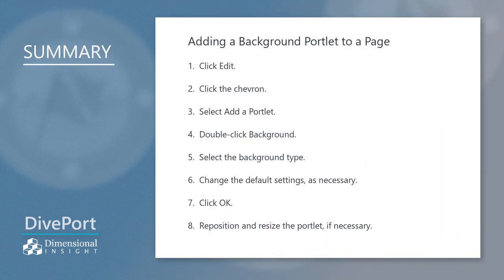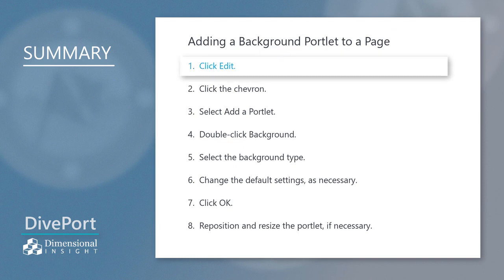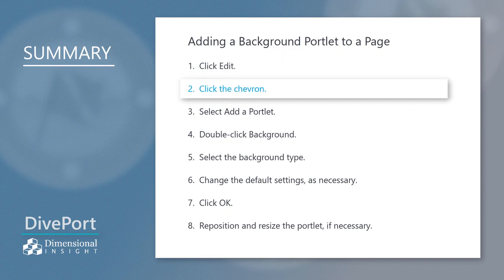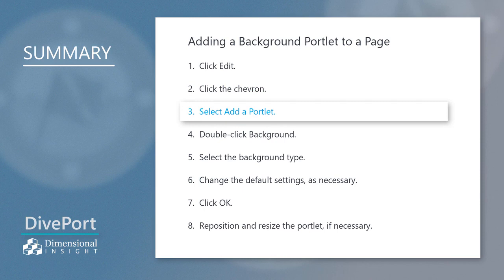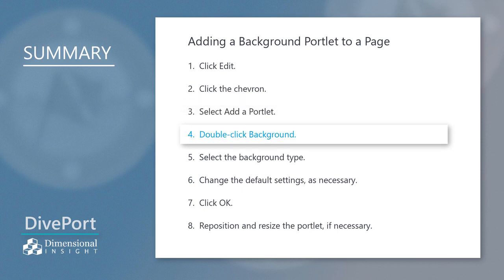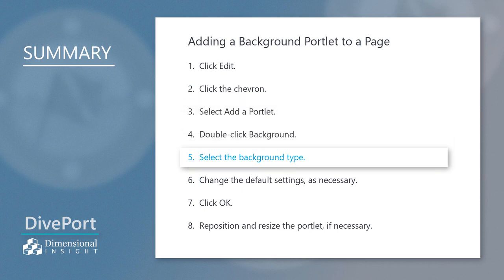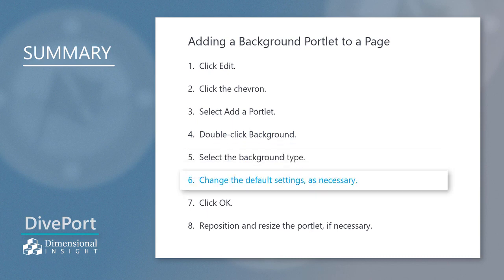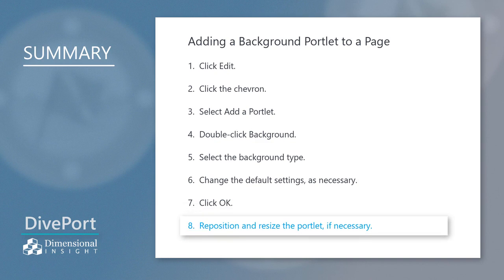So that's how you add a background portlet to a page. You click Edit, click the chevron, select Add a Portlet, double-click Background, select the background type, change the default settings as necessary, click OK, and reposition the portlet and resize it if necessary.